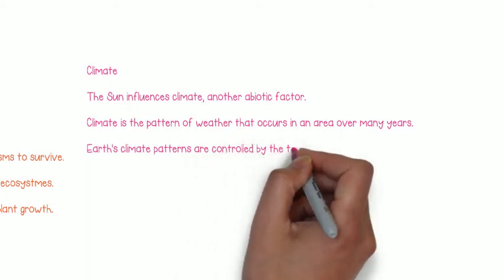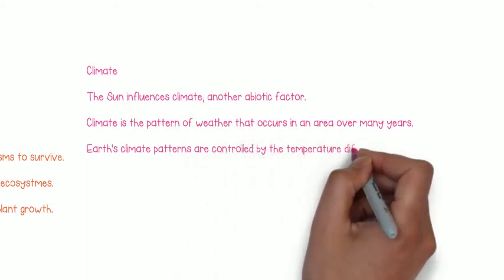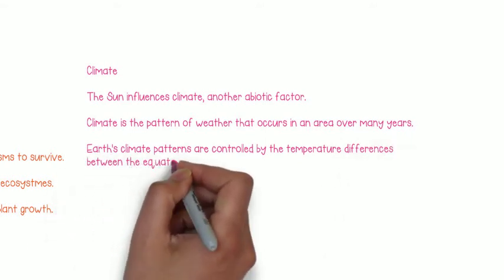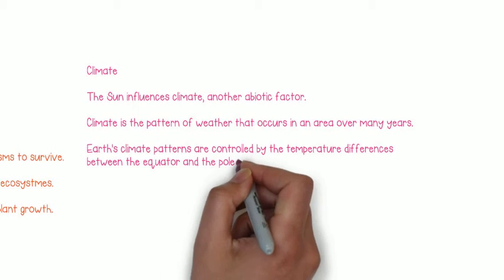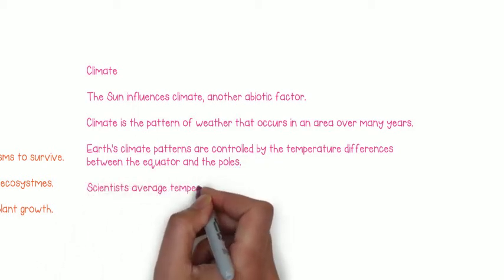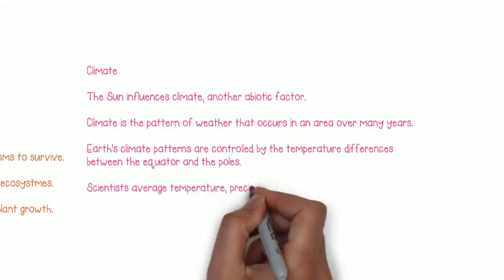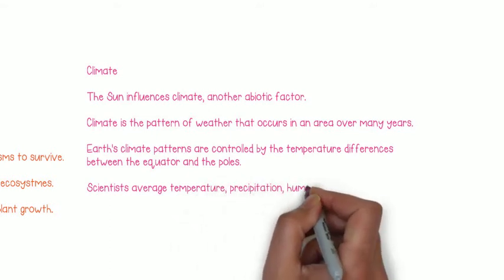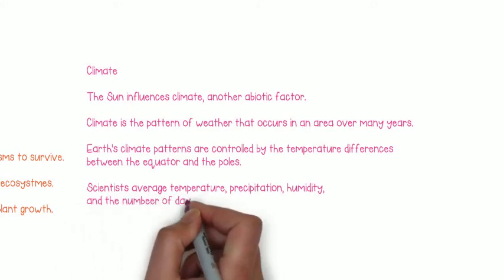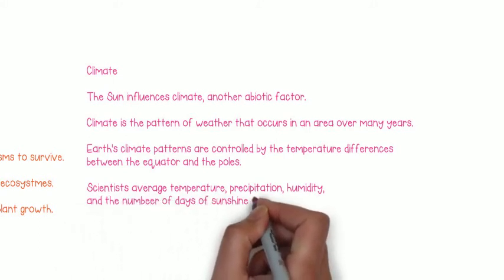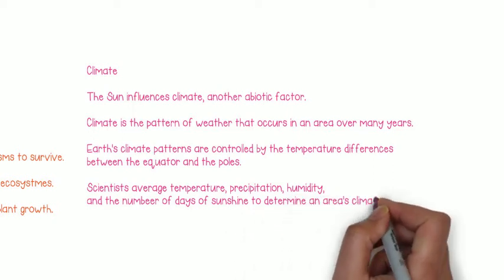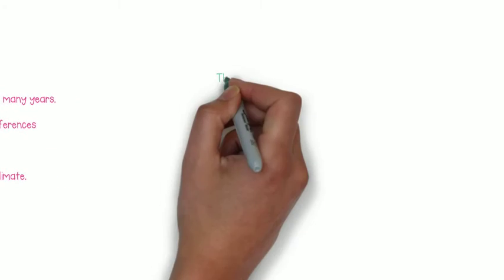Earth's climate patterns are controlled by the temperature differences between the equator and the poles. This difference creates winds and ocean currents that affect climate. Scientists average temperature, precipitation, humidity, and the number of days of sunshine to determine an area's climate. For example, Figure 4 shows zones of average temperature in the United States during the coldest time of the year. Farmers and gardeners use these zones to decide what kinds of plants to grow in their part of the country.